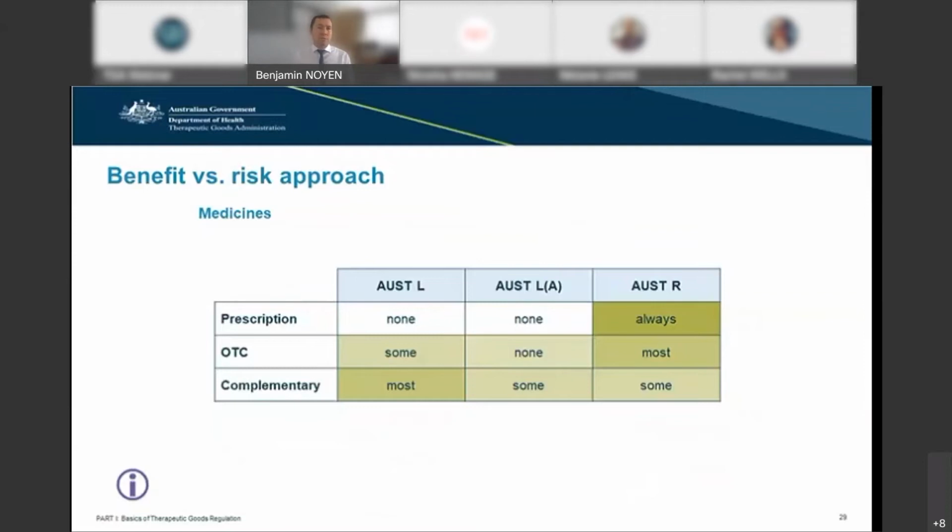As this table shows, no prescription medicines are listed. Some over-the-counter medicines are listed, and most complementary medicines are listed. Conversely, all prescription medicines are registered. Most over-the-counter medicines are registered, and some complementary medicines are registered. Examples include some folic acid tablets and some hair loss products. In general, if you have a prescription or over-the-counter medicine, you'll need to go through a more rigorous process. On the other hand, if you have a complementary medicine, it's generally less tightly regulated.